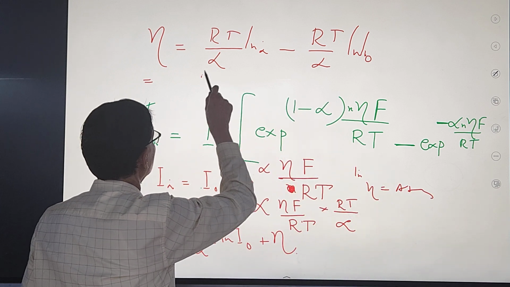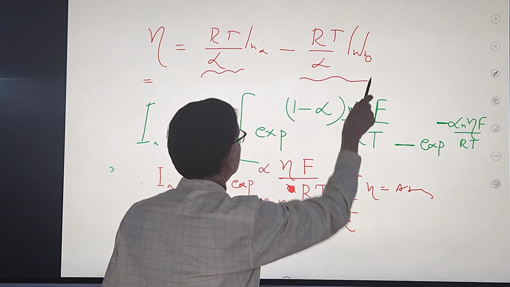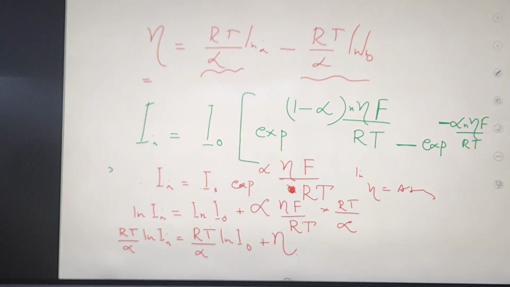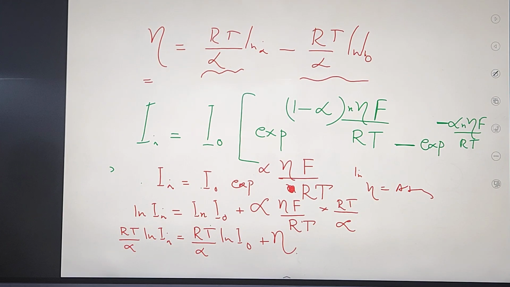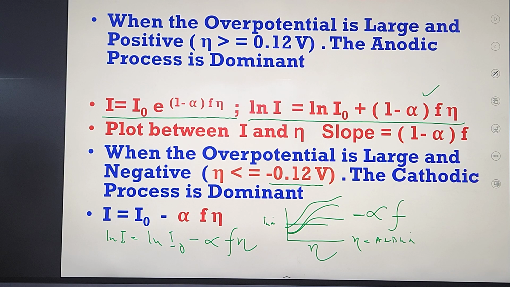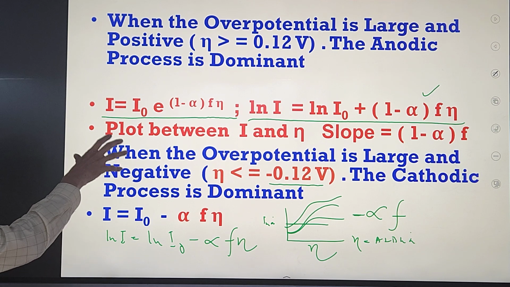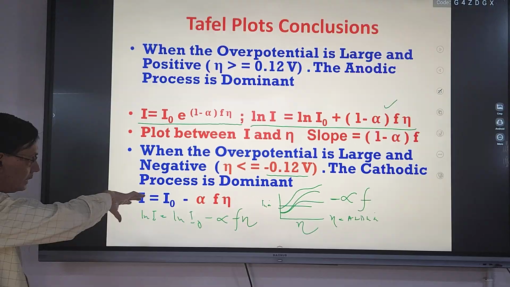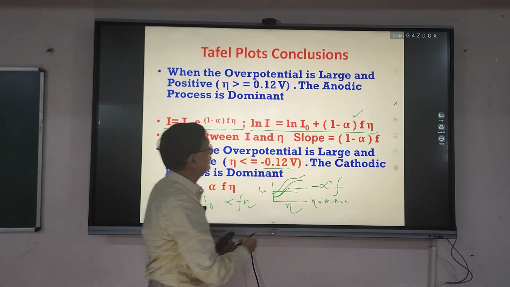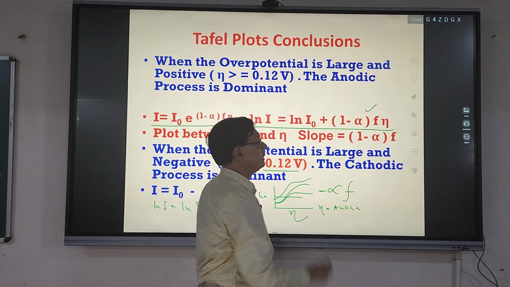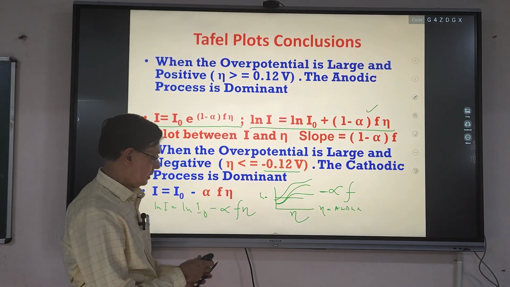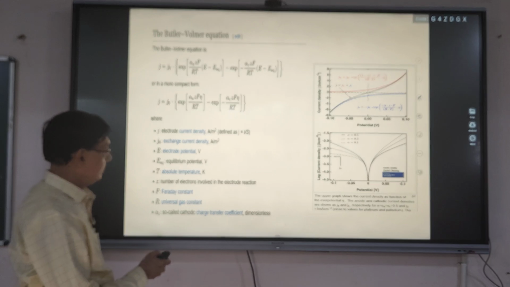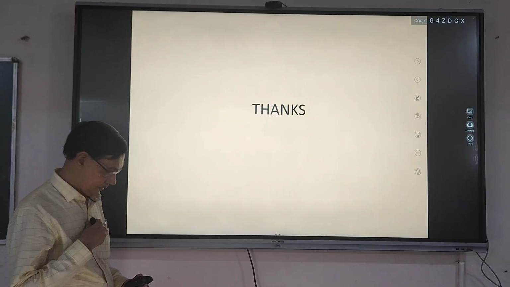So we can give some constants like that. That is a different type of plot. Otherwise, finally you can write, this is the actual Tafel plot conclusion, the relationship between the overpotential and the exchange current density. Thanks. Thank you.